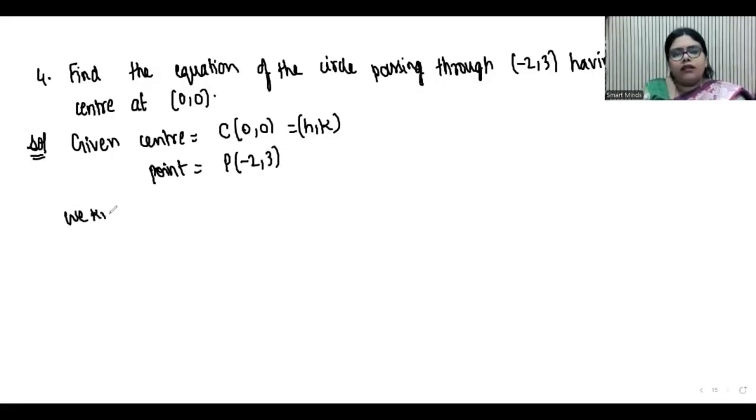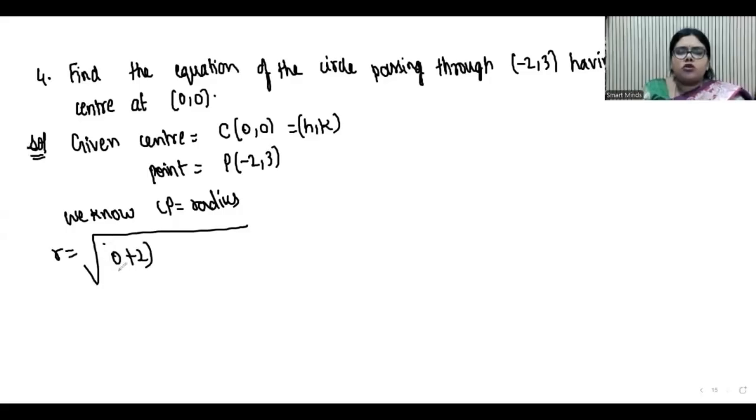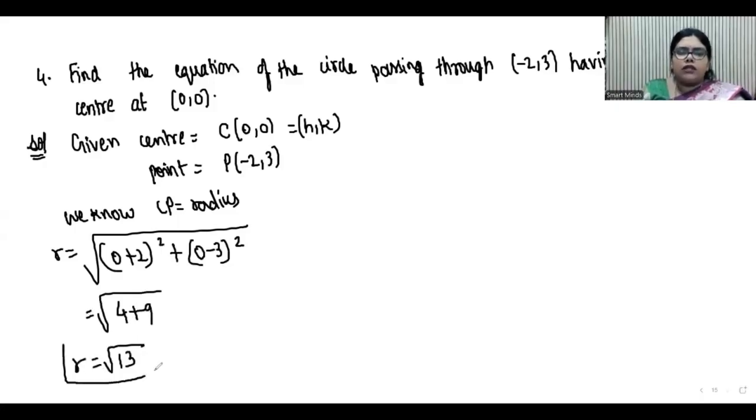We know that CP is equal to radius. So if you find the distance between them, we get the radius. (0 plus 2) whole square plus (0 minus 3) whole square. That is root 4 plus 9, which is equal to root 13. r is equal to root 13. Now what is the equation of the circle?